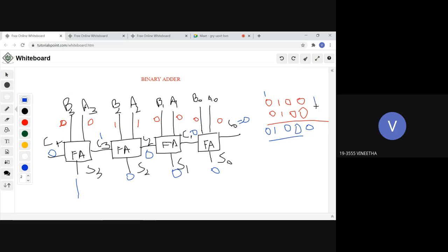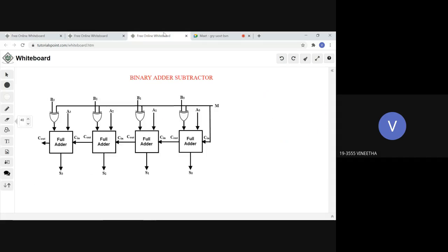So 4 plus 5 got us 9. So this is how we perform binary addition. Now let's look into binary subtraction. So this is the common diagram for both binary adder and subtractor.